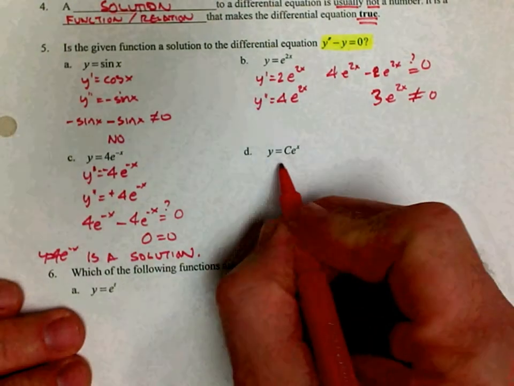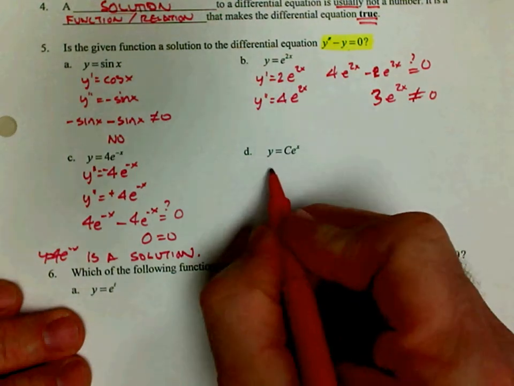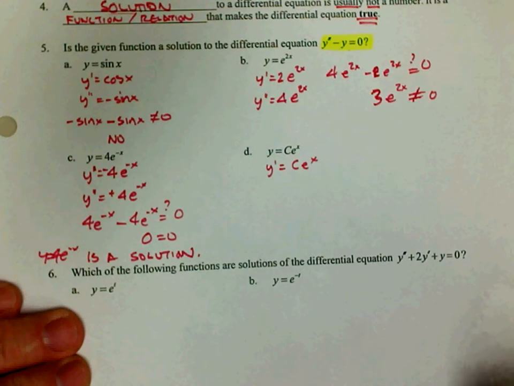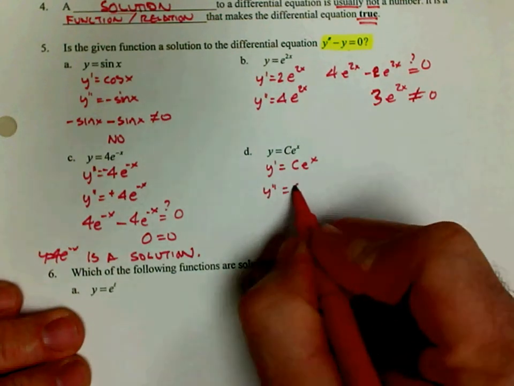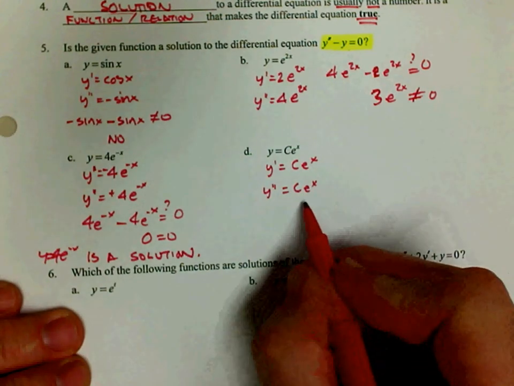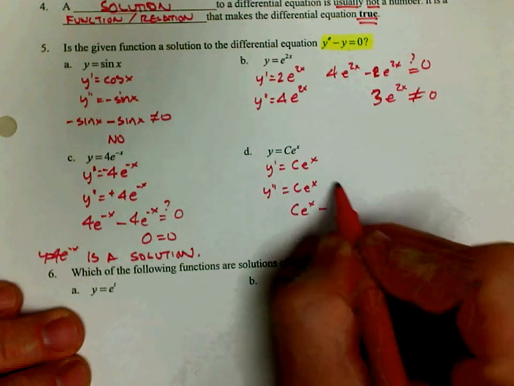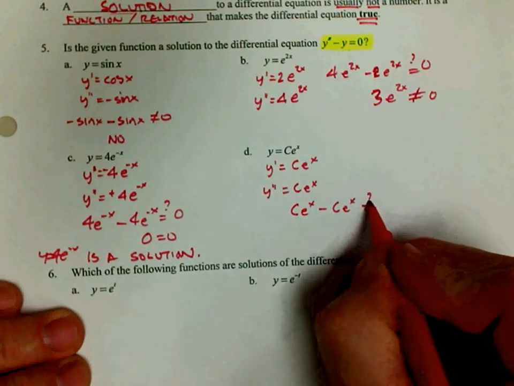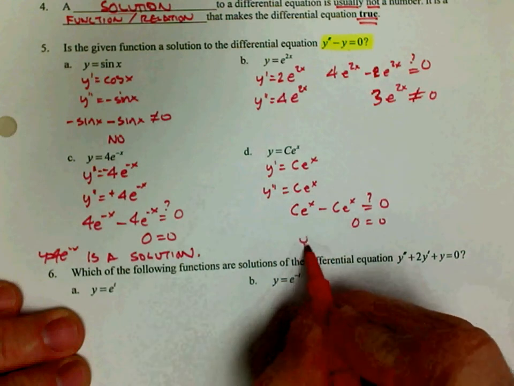This is some constant c times e to the x. First derivative will give us c times e to the x. Second derivative kind of looks exactly the same, c e to the x. Let's substitute and check. Our second derivative is c e to the x. Subtract the original function, c e to the x. Does that equal 0? Yes, it does. So this one is also a solution.